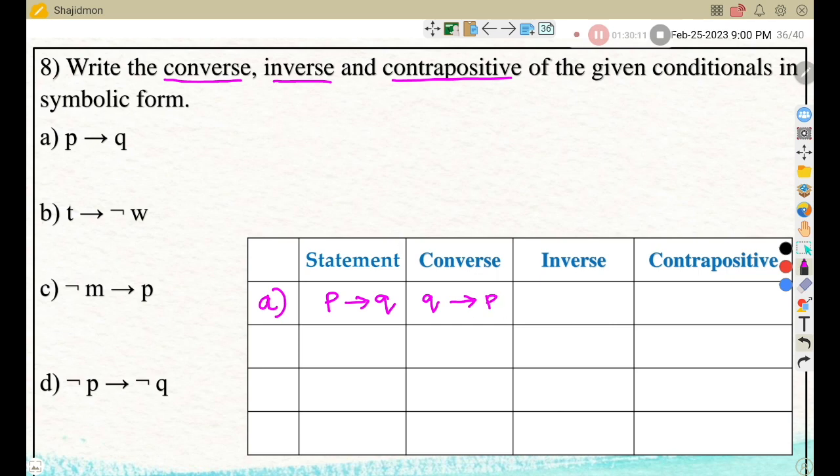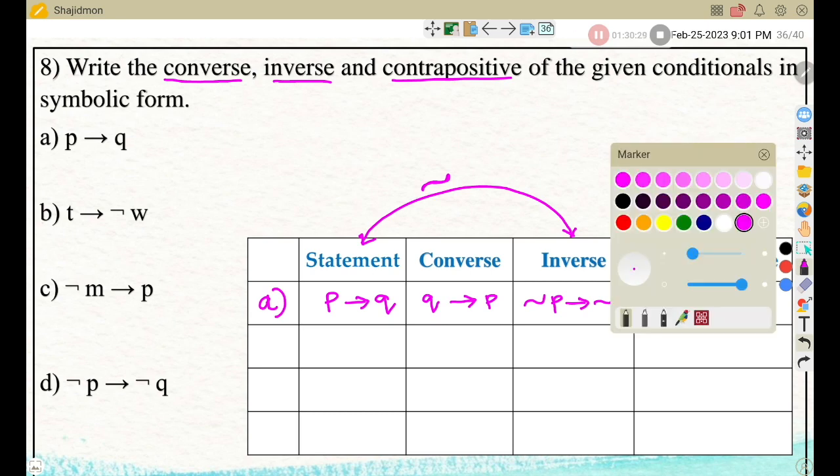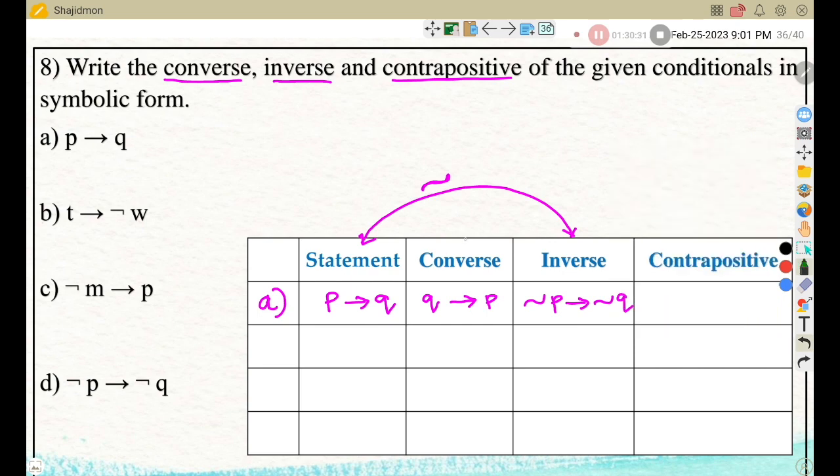Inverse. Inverse means what we do for the inverse. This statement negation. Negation of the statement. That means negation of P implies negation of Q. Now contrapositive. Contrapositive means converse negation. That means negation Q implies negation P here. Hope you understood. Now same like we need to do the question number B.